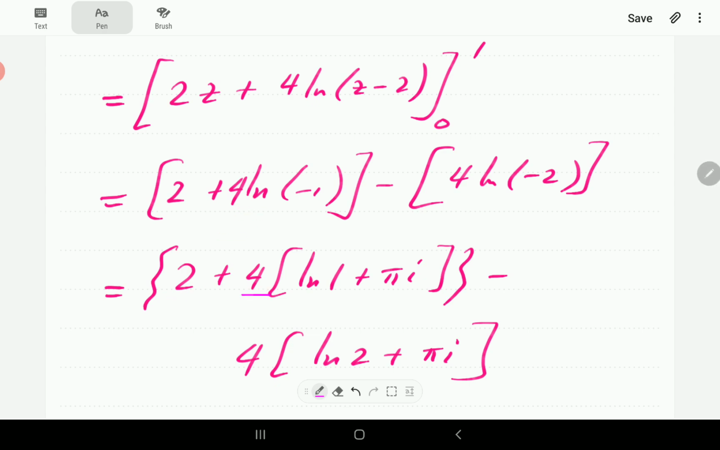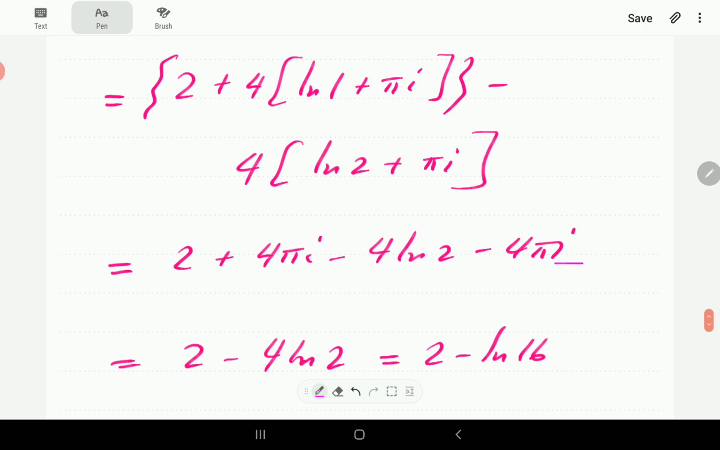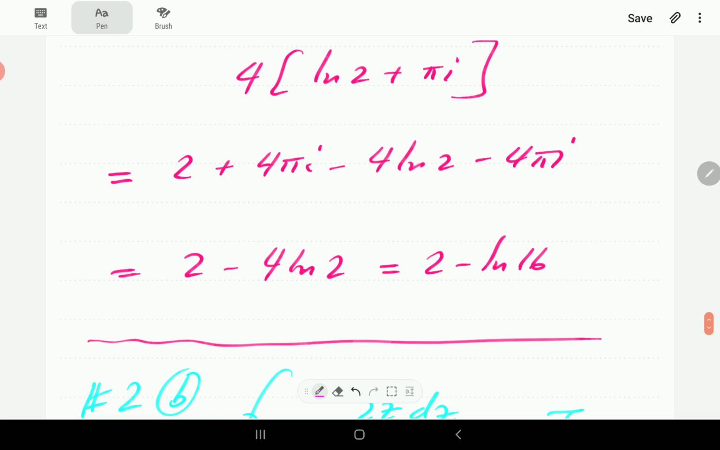So it's going to be 2 into 2 plus 4 into ln 1 plus pi i. It's going to be ln 2 plus pi i again. And then when you remove brackets, this is what we get. It's going to be 2 plus ln 1 is 0, 4 pi i, minus 4 ln 2, minus 4 pi i. So the pi i's are going to cancel out, and so this is what we're going to get.